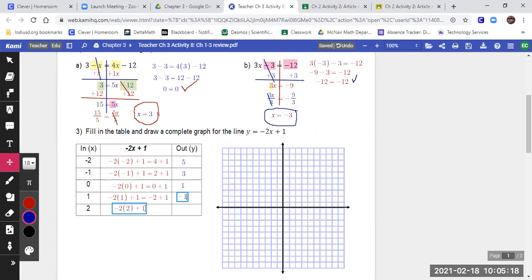Okay. Last one. -2 times 2. What do we get? -4. And we have to back up 1.